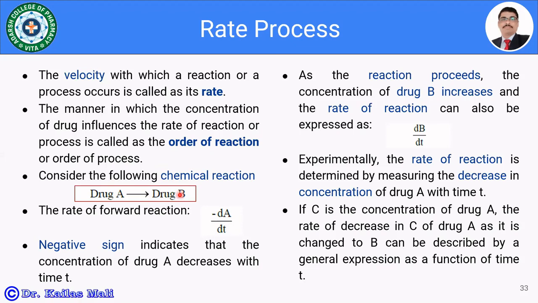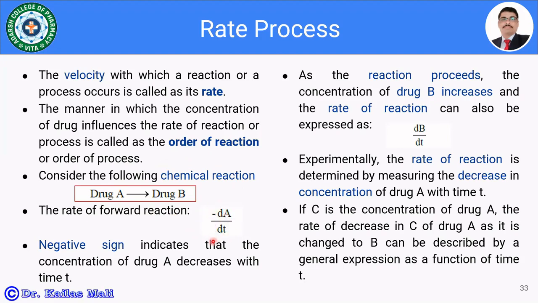So it is possible to write the rate of forward reaction as minus dA by dt. Here the minus sign indicates that the concentration of drug A decreases with the time t. As time passes, the concentration of drug A is going to decrease, and so the rate of forward reaction is written as minus dA by dt.